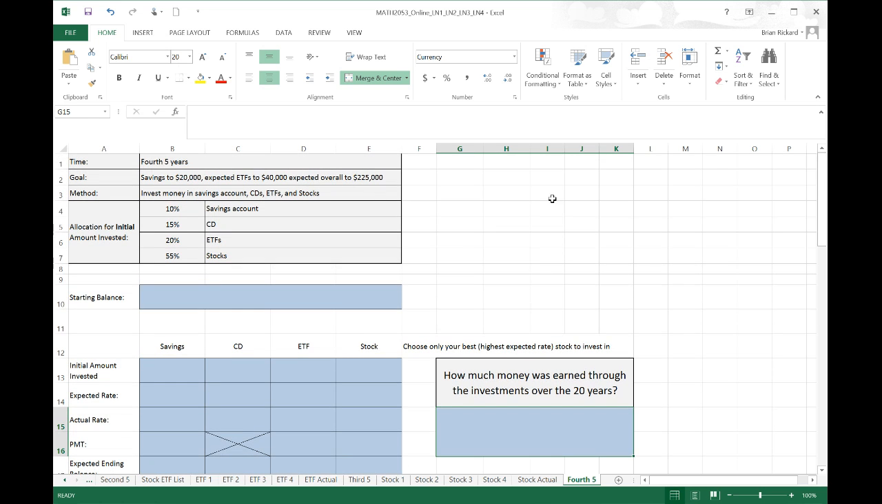Then the last box here is how much money was earned through the investments over 20 years. Well, our goal, we're hoping to get to $225,000. Depending on the performance of your ETFs and stocks, you might get there, you might not. Either way, that number will not be the answer right here. The amount earned through investments is not the total ending account balance, it's how much was earned. So you need to figure out how much money you put in and then how much money is in there and find the difference between those two things. That's how you find out how much you've earned through investments.